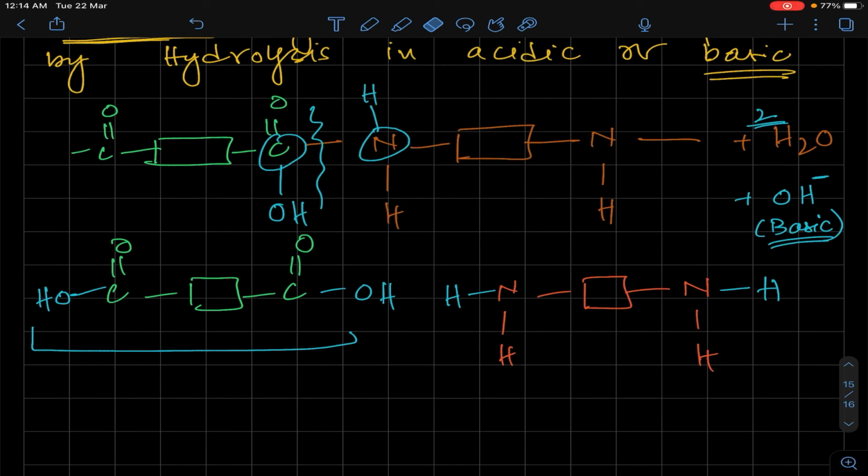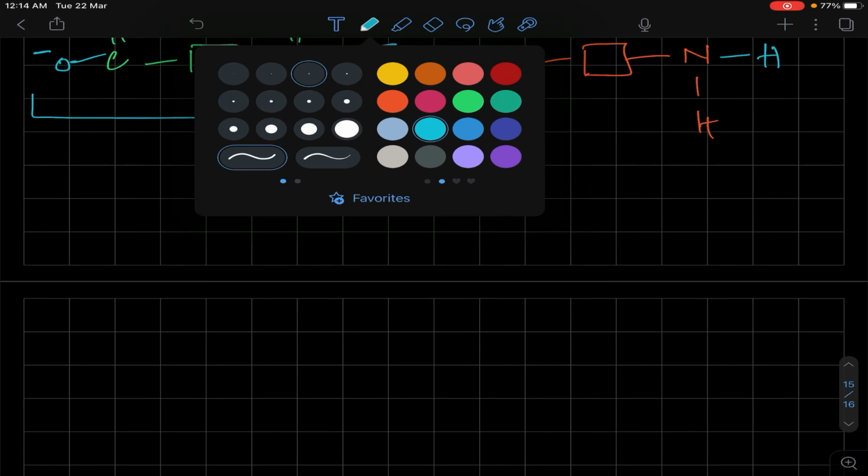So first the same thing happens, the linkage would break, we get a dioic acid and a diamine, but because base is present in the solution, this acid will react with the base and it would lose its H plus. So it would lose the hydrogen. So instead of acid, we get carboxylate ion. The acid molecule would lose its proton, H plus, and we are left with the negative ions.